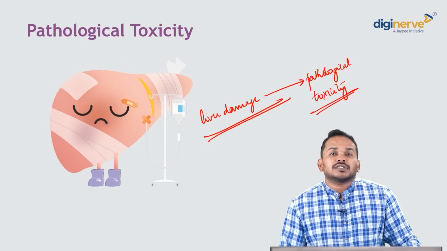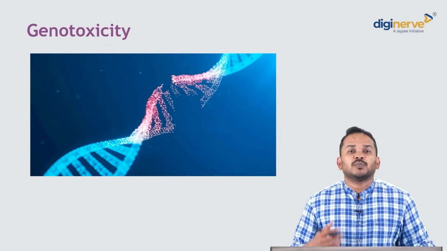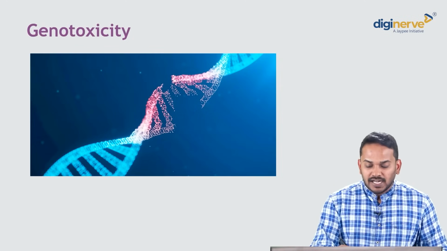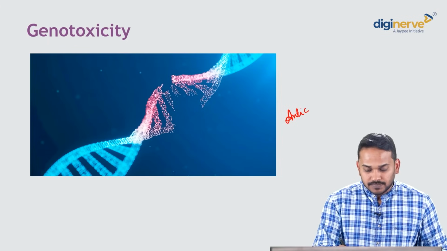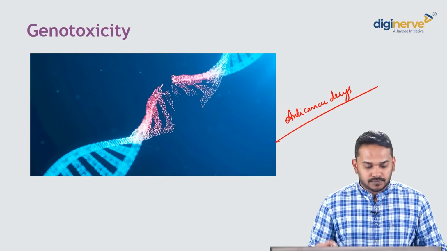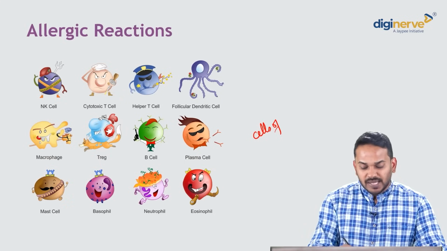The third type of toxicity is called genotoxicity, that is drugs producing damage to the genetic material. So, this is usually done by anti-cancer drugs. And the fourth type of adverse drug reaction would be allergic reactions, and these reactions are mediated by cells of the immune system.